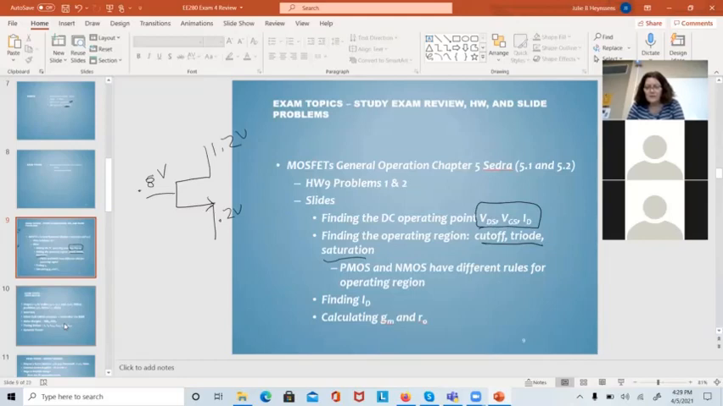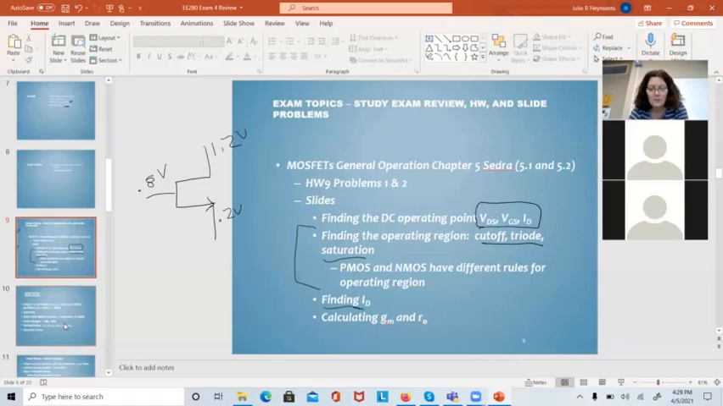PMOS and NMOS have different rules. I really want to focus on this because I'm still seeing some problems in 380, and I want you to get this part of it down. Can you find that? It's the most basic thing you can do for any transistor. When your transistor circuit's not working, it's usually because you have it in the wrong operating region. So being able to verify that is a pretty useful skill.